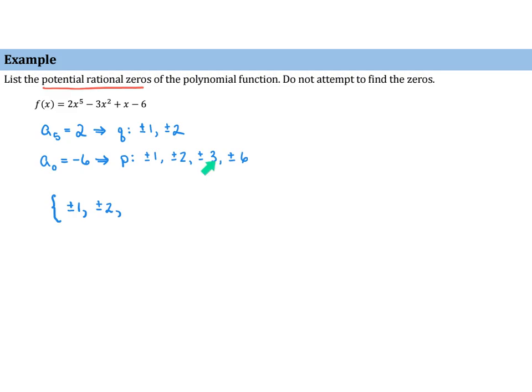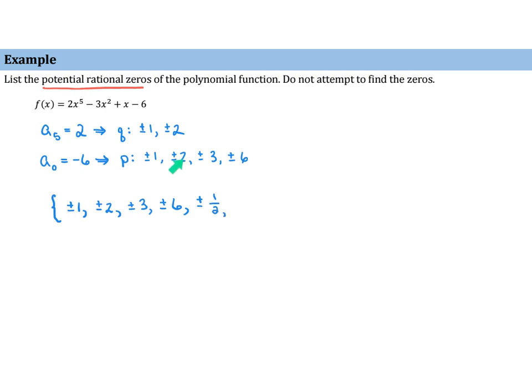Plus or minus 3, divide by plus or minus 1. Plus or minus 6, divide by plus or minus 1. So we've now taken all of the p's and divided by this q. Now we'll take all of these and divide by 2. So we'll have plus or minus 1, divide by plus or minus 2. That will be plus or minus 1/2.